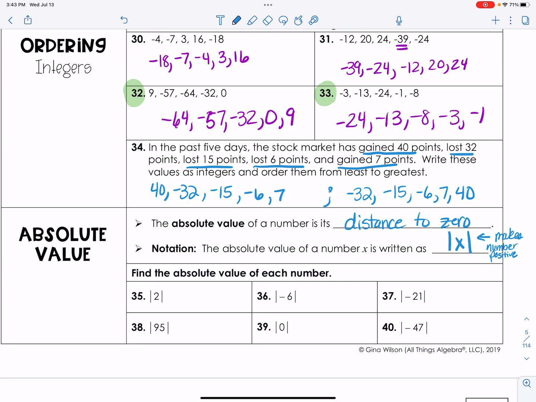Okay, so the absolute value of 2 is 2. The absolute value of negative 6 is just 6. The absolute value of a negative 21 is a positive 21. I would like you to pause the video and do those 3. The absolute value of 95 is 95. The absolute value of 0 is 0. And a negative 47 is a positive 47. Okay, so this is just kind of starting to deal with positive and negative numbers.